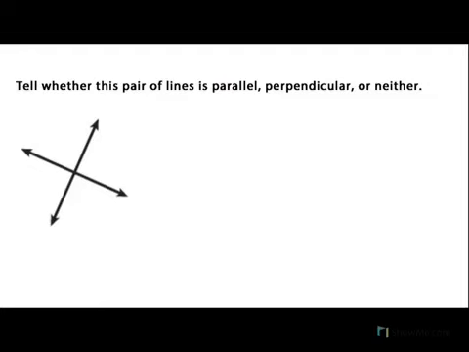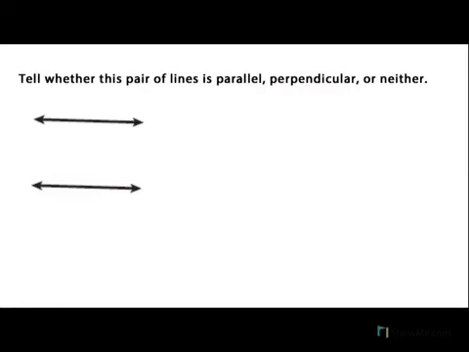So tell whether this pair of lines is parallel, perpendicular, or neither. Well, they would be perpendicular because they intersect at one point and they form right angles. Tell whether this pair of lines is parallel, perpendicular, or neither. Well, these would be parallel because they will never ever intersect. They are the exact same distance apart.